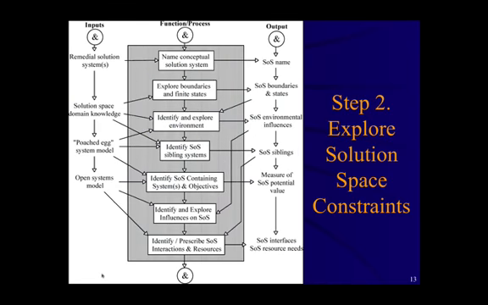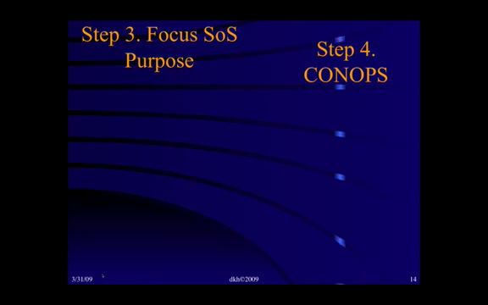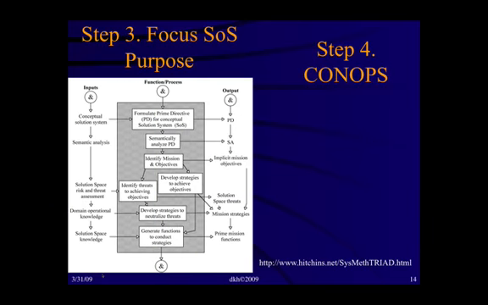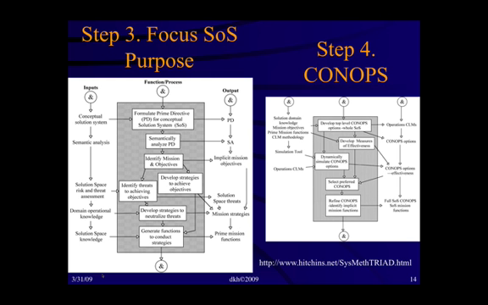Step 2 is explore the solution space constraints, which is very straightforward. Step 3 involves the triad building system, which is mentioned as an input at the level 0. And the ConOps, concept of operations, also quite straightforward once you see it in this form.